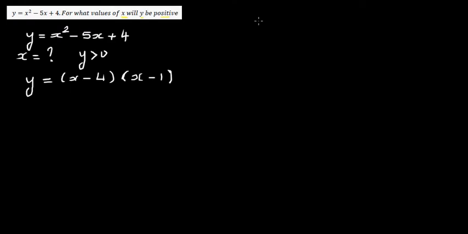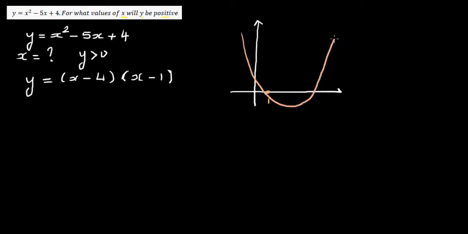So let's take this as the y-axis and this as the x-axis. Now this is a quadratic. Hopefully you should know how to graph it. So the parabola would look somewhat like this. The values that make this 0 are, say, this is 1 and this is 4. So the parabola would go somewhat like this. Basically, when x is 1 and when x is 4, the parabola is becoming 0.